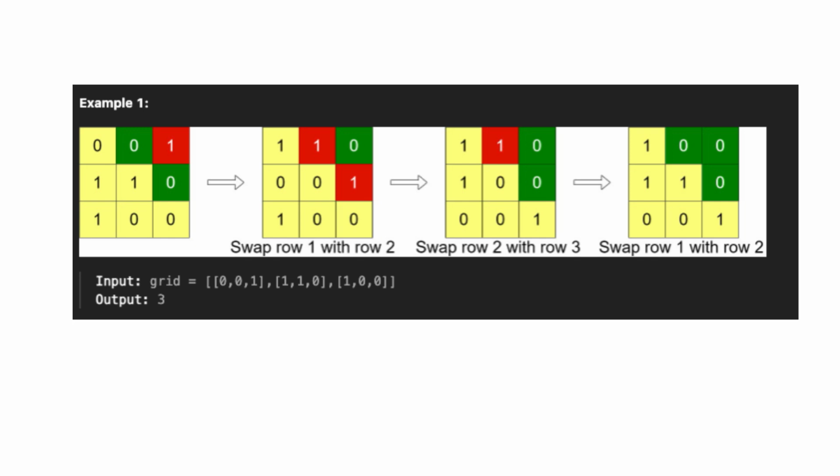Now let us walk through the swaps shown in this example. First operation, swap row 1 with row 2. Second operation, swap row 2 with row 3. Third operation, swap row 1 with row 2. Now the grid satisfies the condition. Total number of swaps performed is 3. That is the final answer.